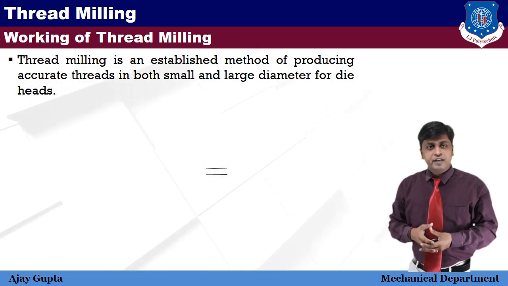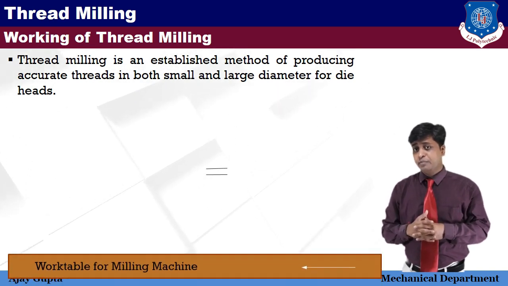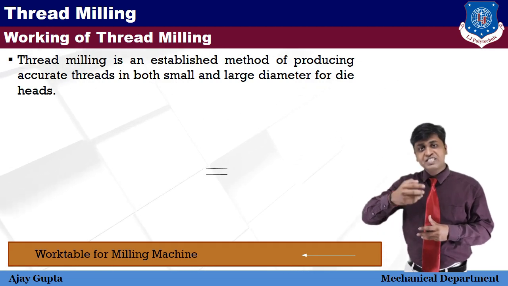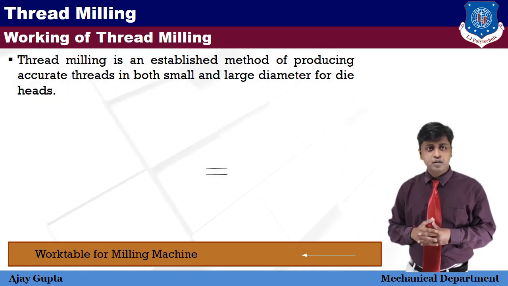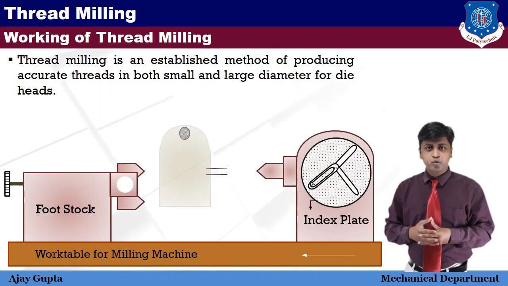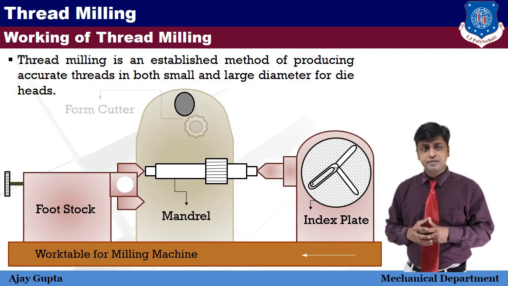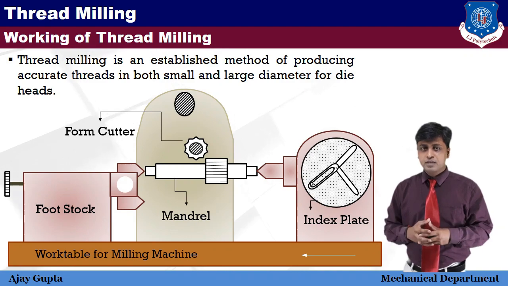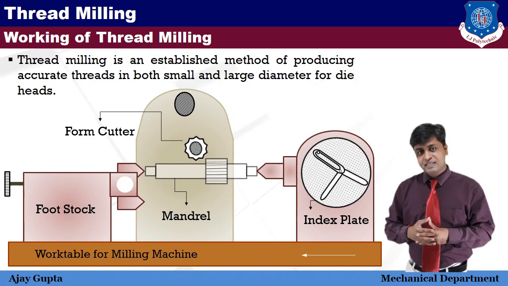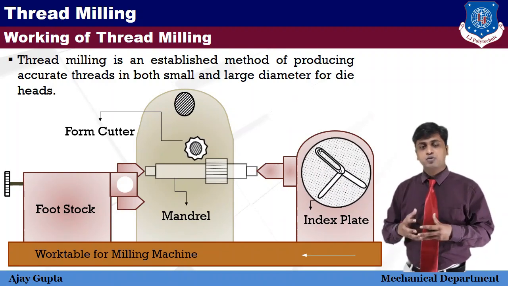Now let's talk about the working of thread milling. So friends, the working of thread milling is a little more complex than gear milling, as the teeth on the blank are spiral, which needs constant and proportional rotation of the cutter and workpiece. Thread milling is an established method of producing accurate threads in both small and large diameters of die heads. Friends, in the milling process, the milling cutter is held on a stub arbor. The length of the threads is limited to short ones, but threads can be produced up to a shoulder.